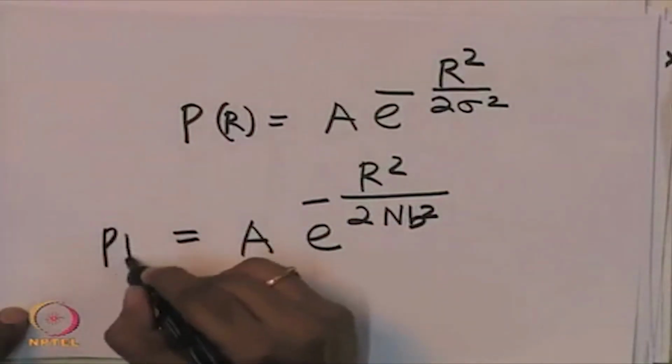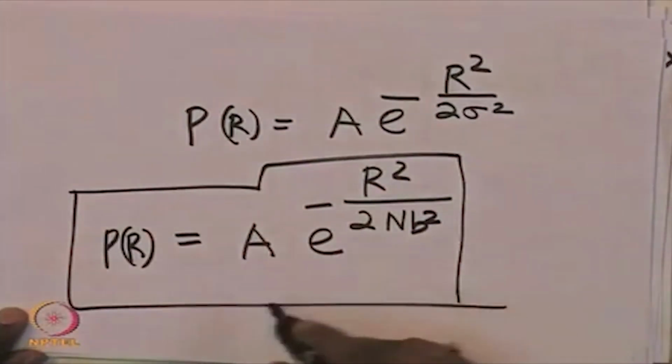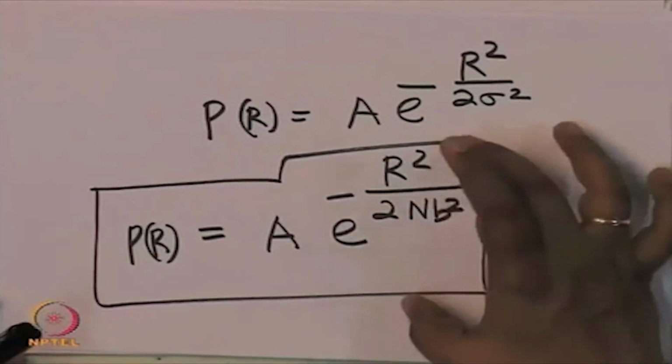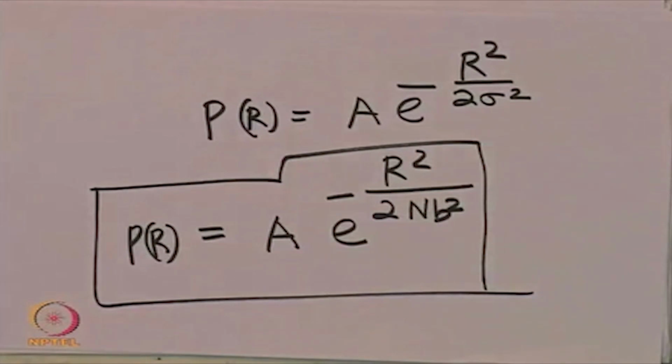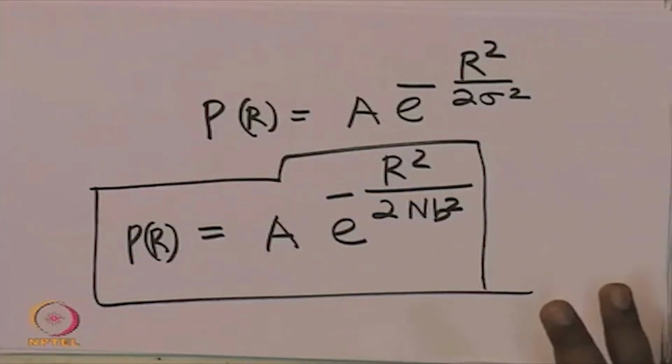So the probability distribution for this particular protein having random configuration can be shown to be e power minus r square by 2 n b square. We can explicitly show this if there is time, maybe towards the end of this course, once we cover our main part, but just realize that this is the distribution function. So this is an example of a Gaussian distribution happening in biology.